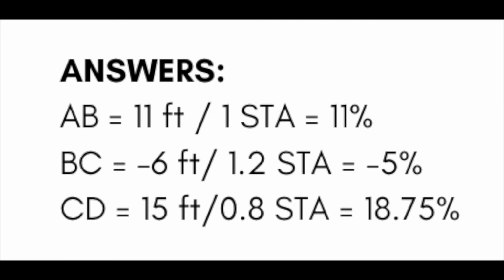And then for CD, we're going upwards, a rise of 15 feet and a run of 0.8 stations. And basically, that's 80 feet, and so that's 18.75% grade. Just for clarification, if segment CD was in feet, we would get 15 feet over 80 feet times 100, which is the same as 18.75% grade.